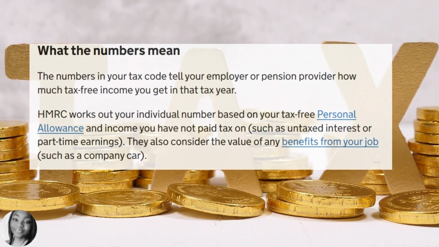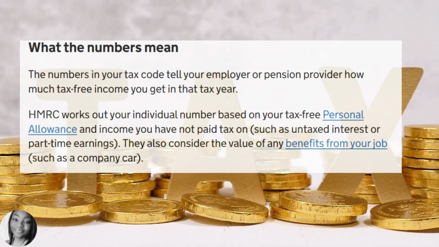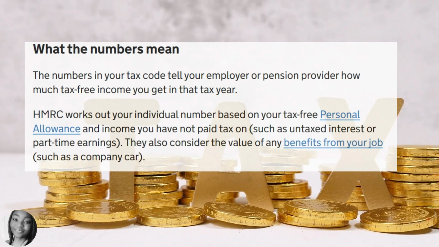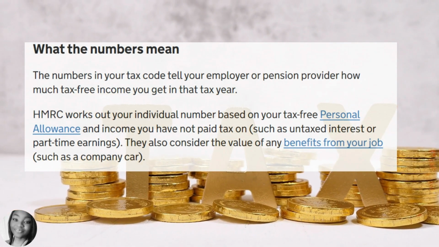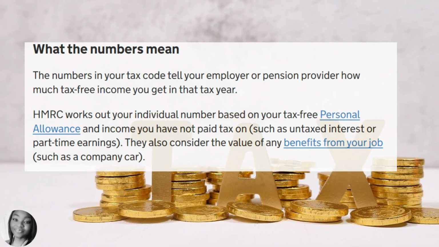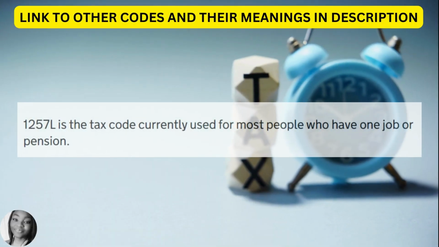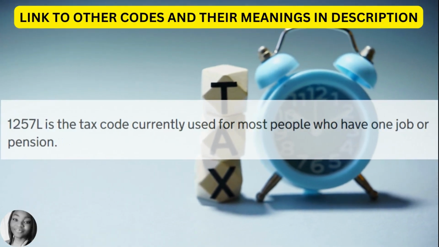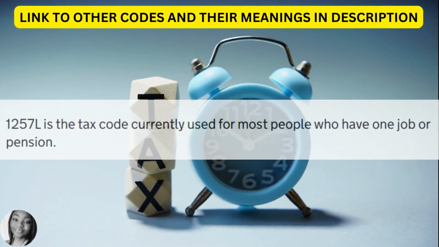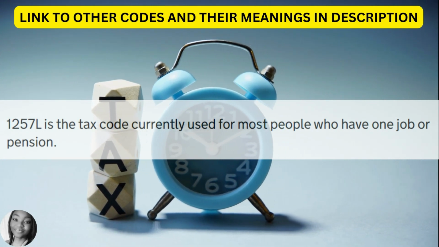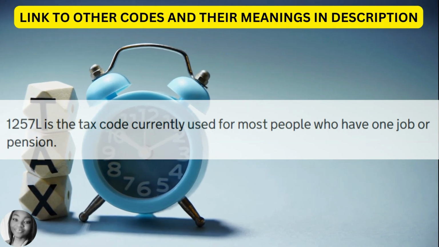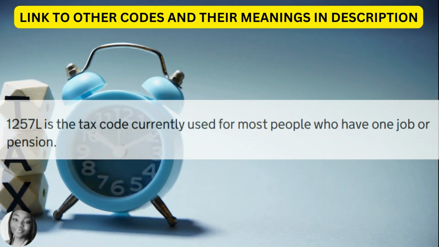Diving into the tax code, there are numbers and letters in your tax code. The numbers in your tax code tell your employer or pension provider how much tax-free income you get in that tax year. So for instance, if your tax code is 1257L, which is the tax code currently used for most people who have one job or pension, it means that £12,570 out of your total income will not be taxed in that tax year.